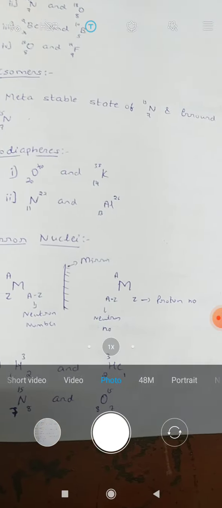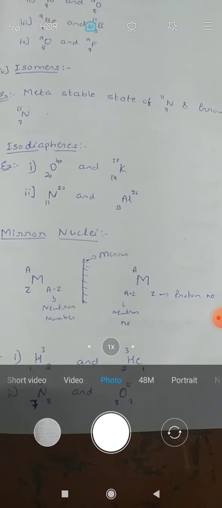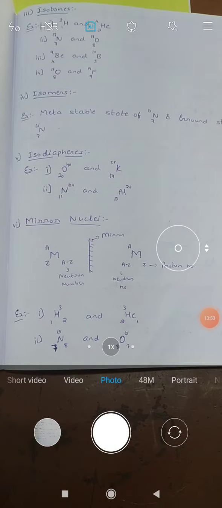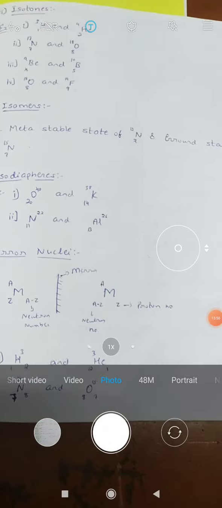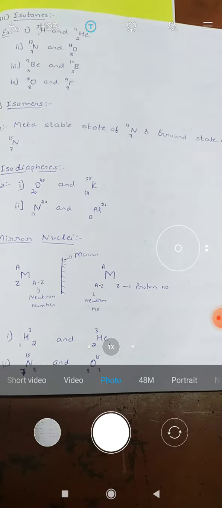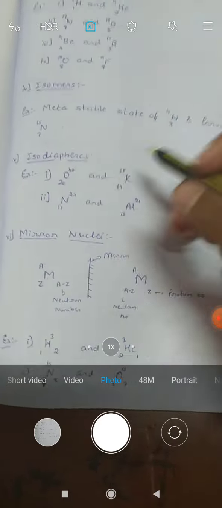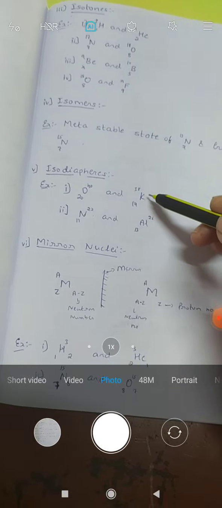In case of isodiaphers, the nuclei consist of different atomic number Z and different mass number A, but with the same excess number of neutrons over protons, and are called isodiaphers. Example: oxygen atom and potassium atom.